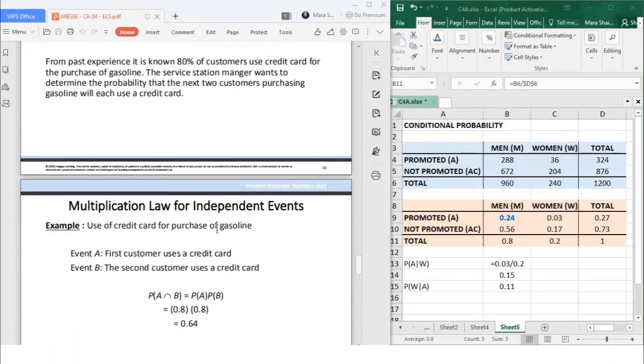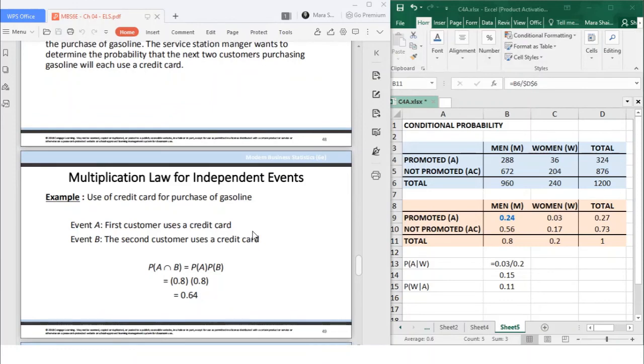So, we have the following events. Event A is the first customer uses a credit card. Event B is the second customer uses a credit card. Now, as you can see here, event A has no relation to event B. So, they are independent events.